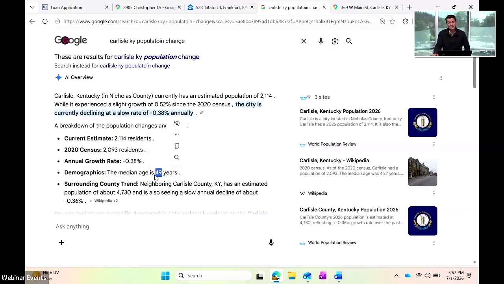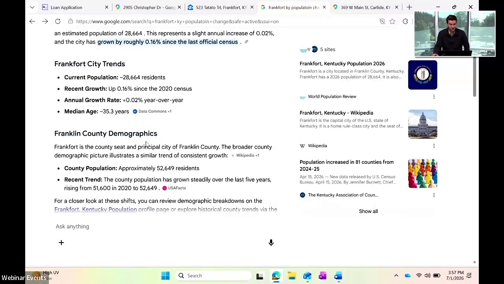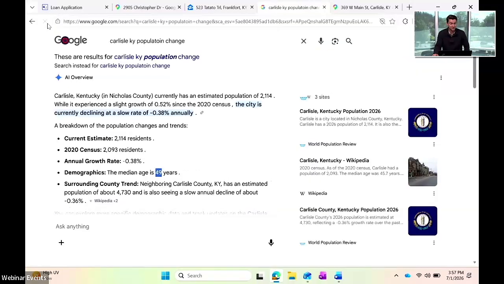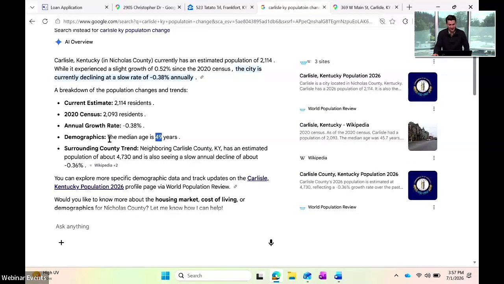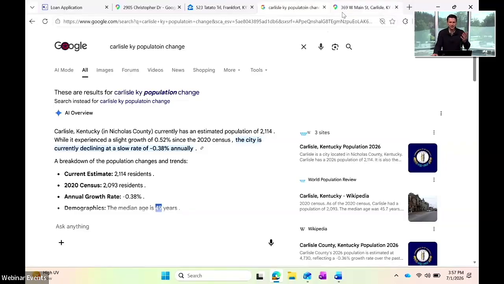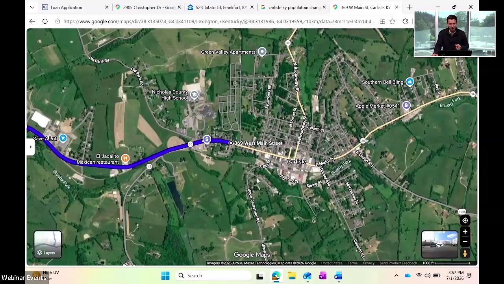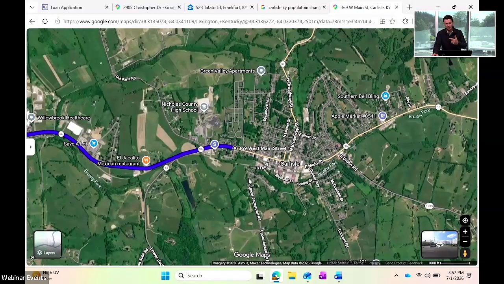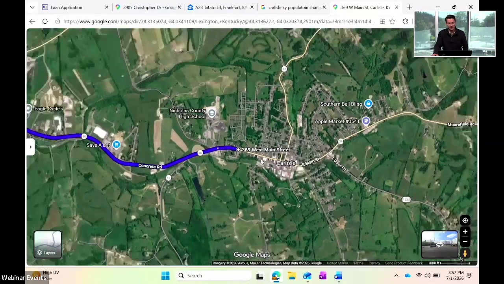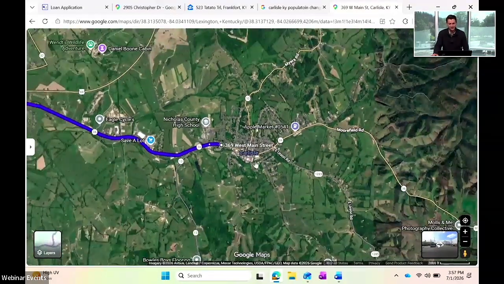The median age in the last town we looked at was 35. This has a median age of 49. So that means there aren't probably as many young families moving here. In Frankfurt, on the other hand, median age is 35. That's 14 years younger than over here in Carlisle. And that just helps me know, are people moving here for jobs, for family, for raising families? Well, if your median age is 49, probably not too many first-time home buyers, right?